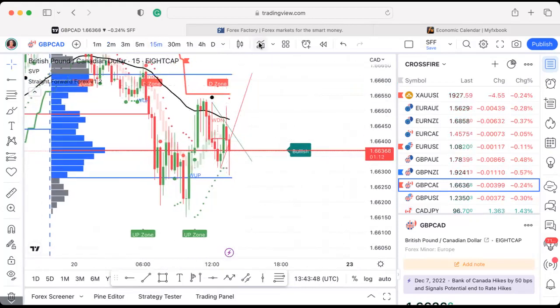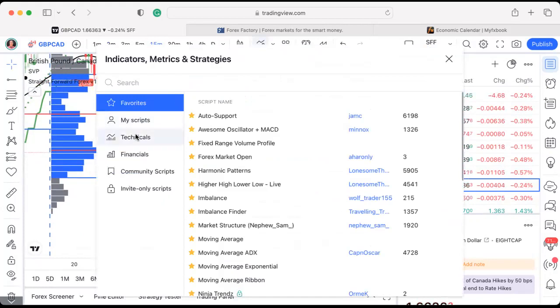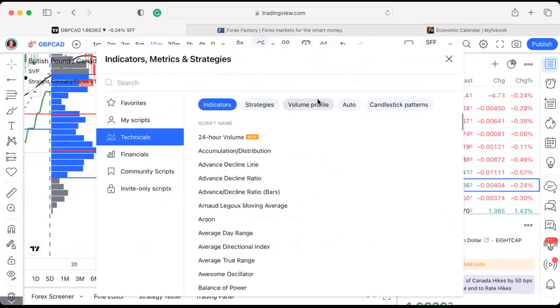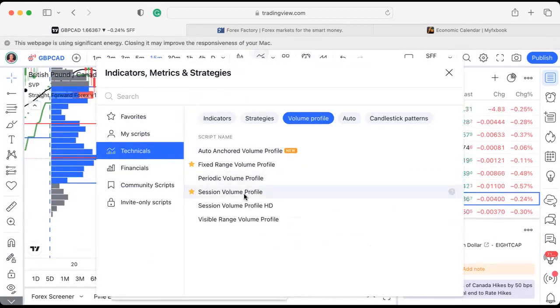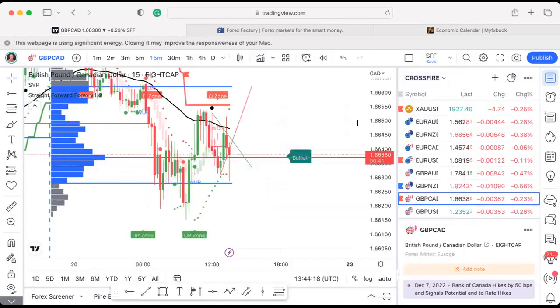If you go to indicators, metrics, and strategies, click on that and go to technicals, and then go to volume profile, the one I use is the session volume profile. I did a video quite a while back on what these different volume profile indicators all do and what they mean. My favorite is the session volume profile. So if you click on that, you get what I've got on my screen now.